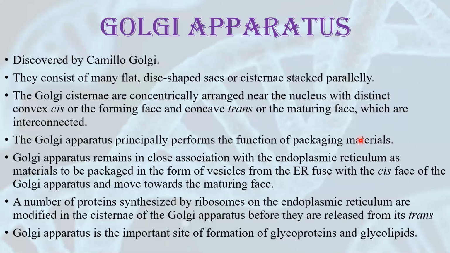A number of proteins synthesized by ribosomes on the endoplasmic reticulum are modified in the cisternae of the Golgi apparatus before they are released from its trans phase. This also I have told just now: mostly proteins will be synthesized by rough ER, and these proteins are not in a proper, completely mature manner. So they will be sent to the Golgi apparatus so that complete packaging is done. They are allowed to have a mature structure, and then they are released from the trans side of the Golgi apparatus. The Golgi apparatus is the site of formation of glycoproteins and glycolipids. Sugars, proteins, lipids, everything will be formed in the endoplasmic reticulum. But they are coming here to get matured, to form a proper structure. So the Golgi apparatus will combine sugars and proteins to form glycoproteins. It will also combine sugars and lipids to form glycolipids.